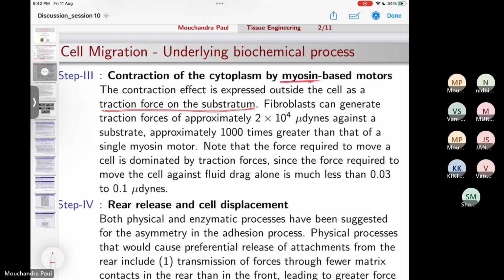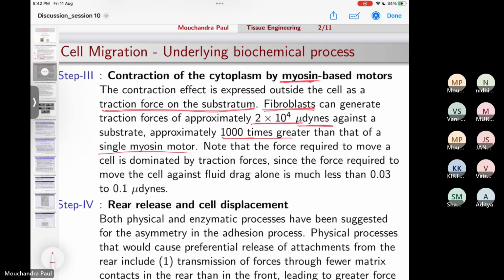Now people have actually measured the magnitude of this traction force. In fibroblasts, people have reported that the value of traction force is around 2 into 10 to the power 4, means around 20,000 microdynes. This is a unit of force, and this force is around 1,000 times greater than a single myosin motor, means it is 1,000 times greater than the traction force generated from a single myosin molecule.